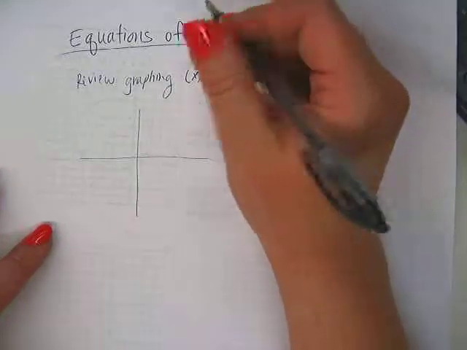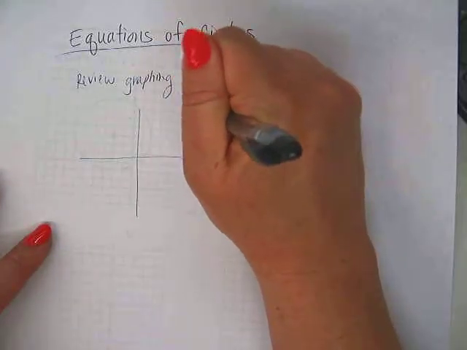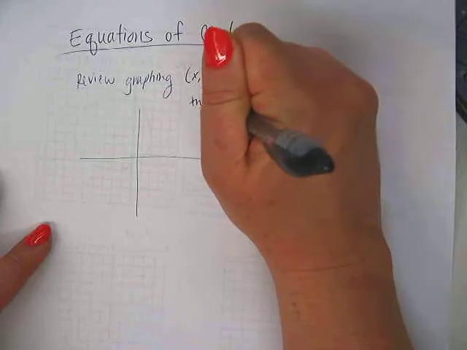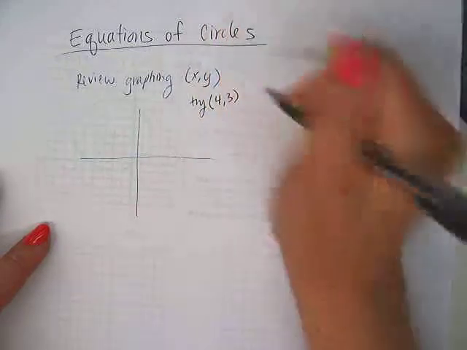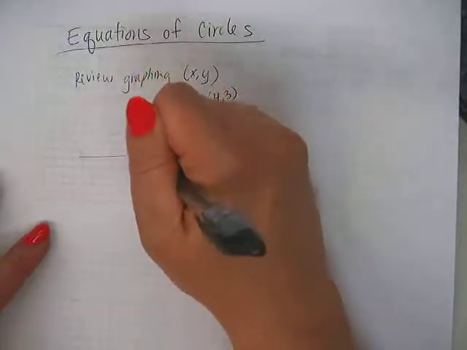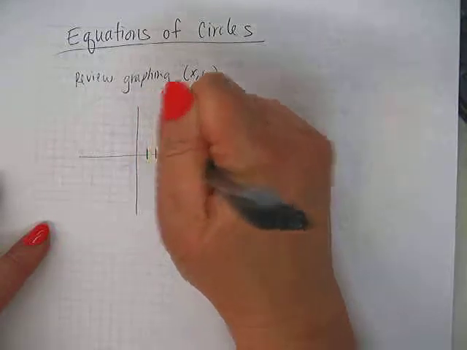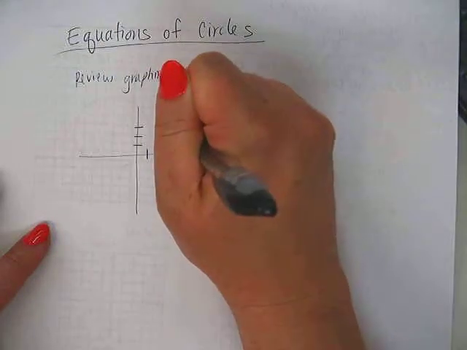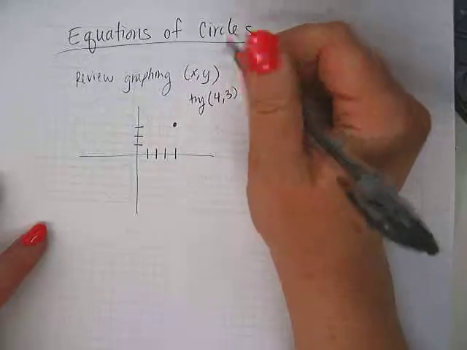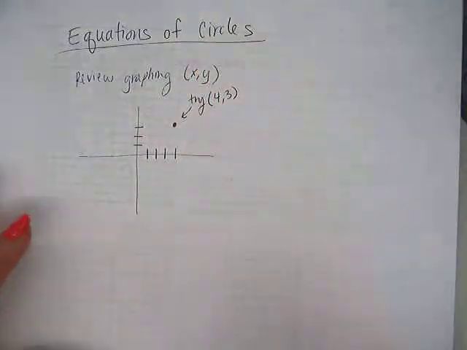Yes. Okay, so let's try this point with me. Let's do 4 comma 3. How do we graph that? Over 4, up 3. Okay, over 4, up 3. And there's a point on our graph at 4, 3, correct?